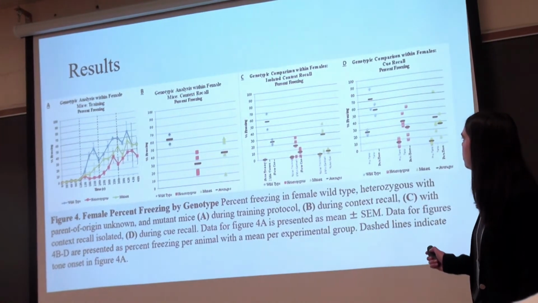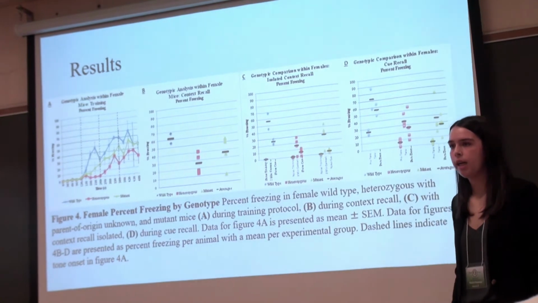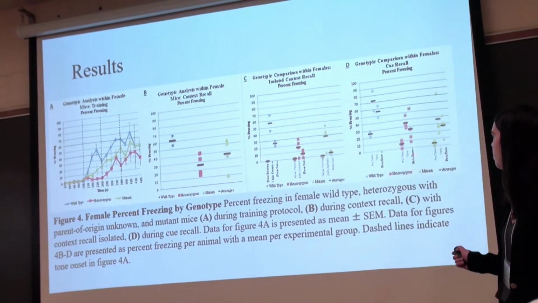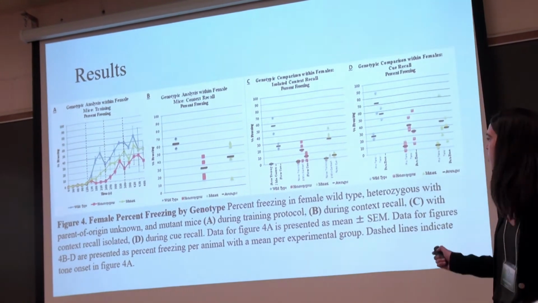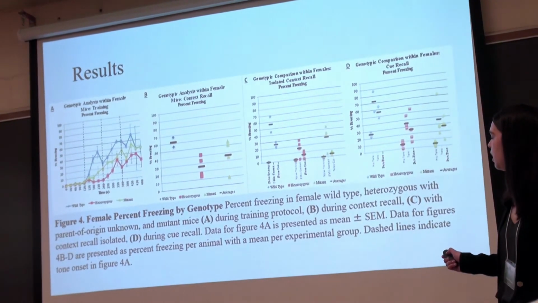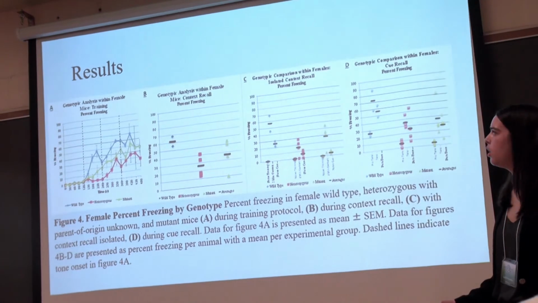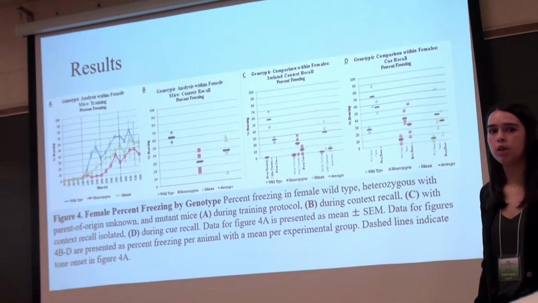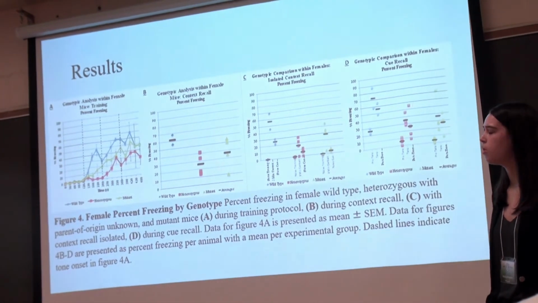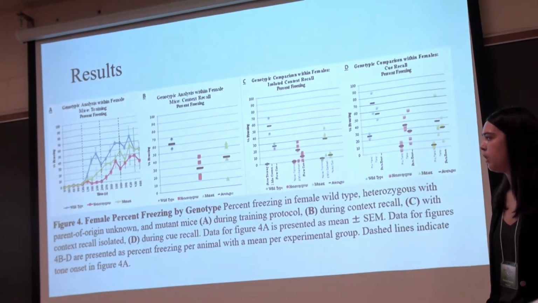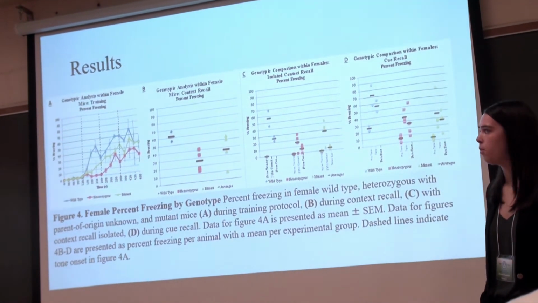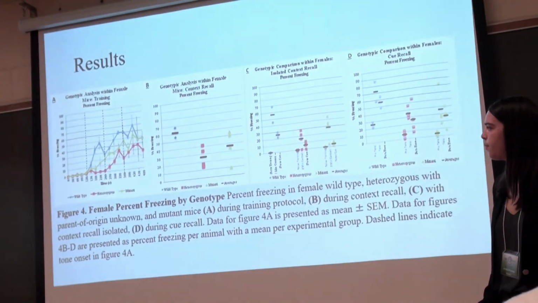Figure 4D is the cue recall. Again, animals were grouped into wild-type, heterozygous, and mutant. The first column is pre-tone, the second column is tone, and the third column is post-tone. For graphs B through D, individual dots represent individual animals. No significant differences were determined for the female mice when grouped by genotype across all 3 days of protocol.